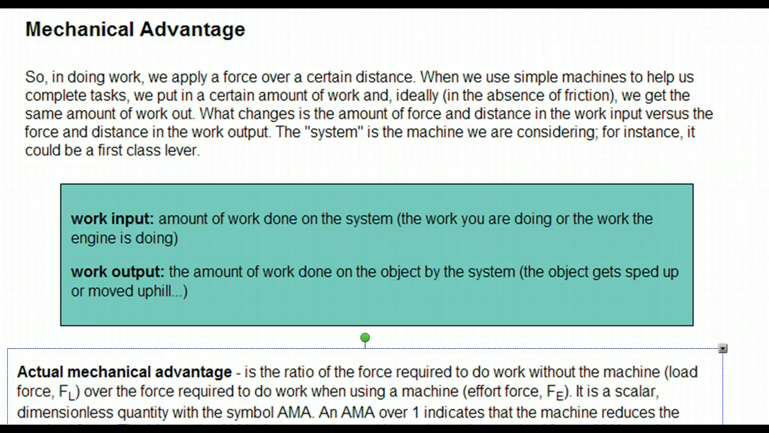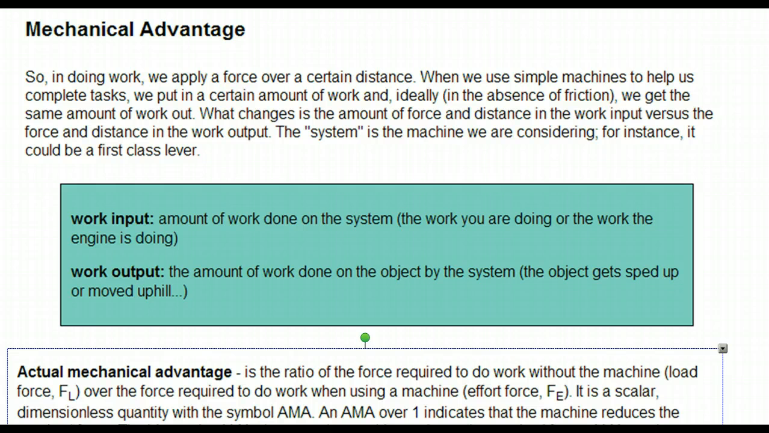Now, what we're looking into now is we're still considering the same machines that we've learned about, but what we want to do is we want to know how well of a job are they doing for us? How are they improving what we're doing in comparison to what we would do without these simple machines? And so a term for that is called mechanical advantage.